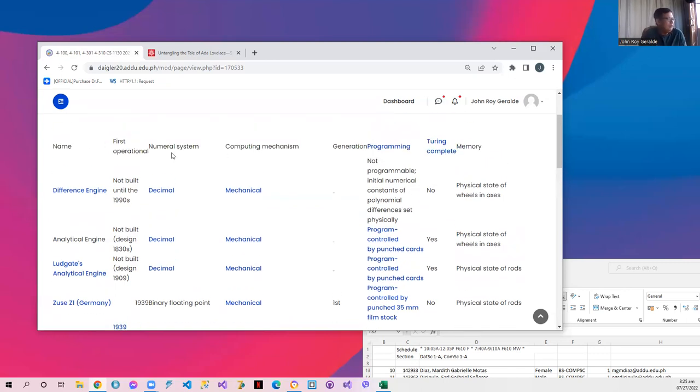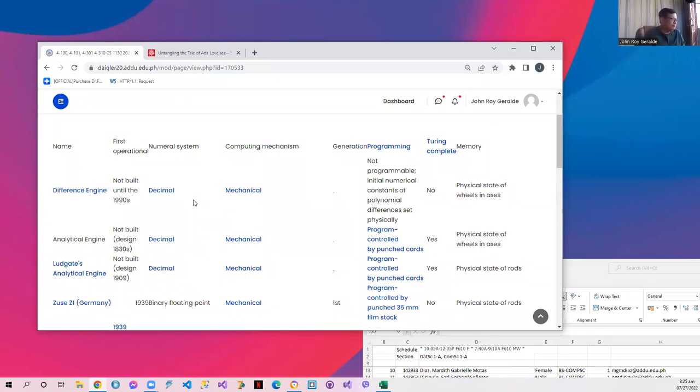So here's the list. We describe it in terms of when it was first operational, the number system used, the computing mechanism, the generation it belongs to, how programming is done, Turing completeness, and what memory is used. Turing complete means it is theoretically complete, that all its behaviors can be described. When a machine is Turing complete, its behavior can be mapped out. When it's incomplete, there are behaviors that cannot be described or predicted.